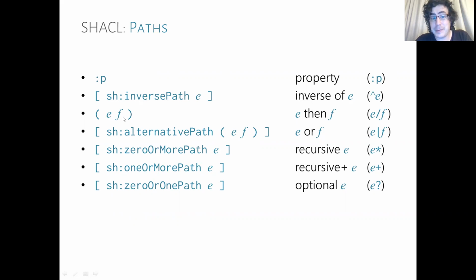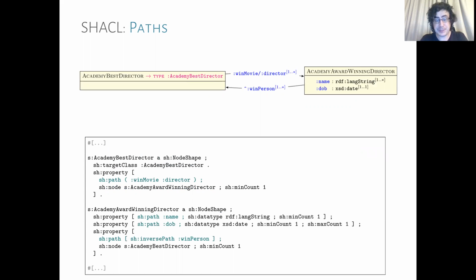We have E followed by F, okay? We have an alternative path, so this is E or F. We have 0 or more of E, and this is written as E star in SPARQL. We have 1 or more path of E, which is E plus in SPARQL. 0 or 1 path of E, which is E question mark in SPARQL. Okay, so essentially we have a way of writing down property paths, and we can use those.